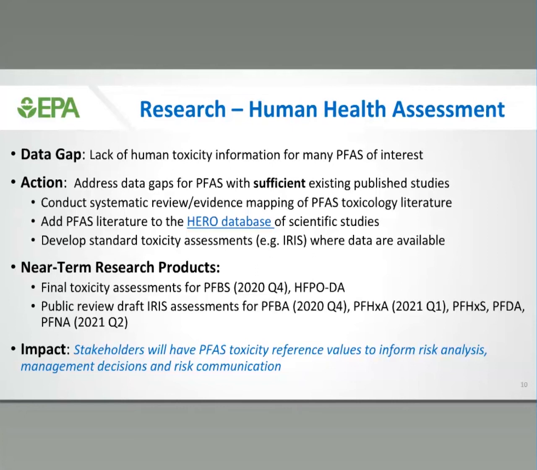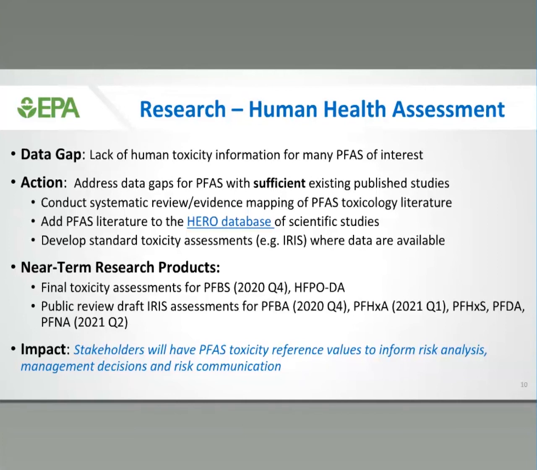Those of you that are interested in IRIS, if you go to the IRIS website, look at the latest program update, you can get a quick report on the status of those. They're in various stages of assessment, but it's covering a range of chemicals from PFBA, which is a 4-carbon, PFHxA and PFHxS, which are both 6-carbon chemicals. PFDA is a 10-carbon, and PFNA is a 9-carbon.